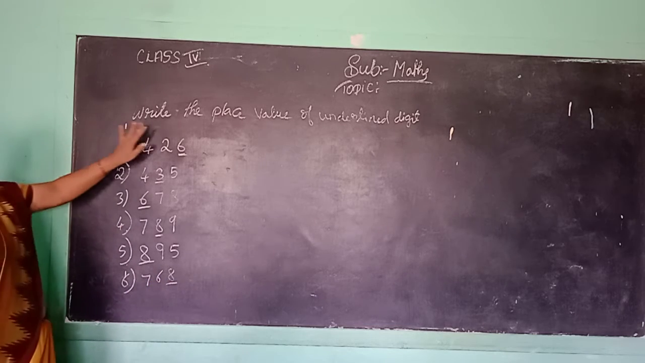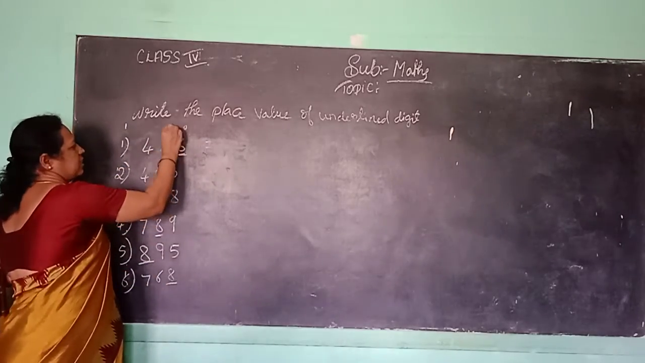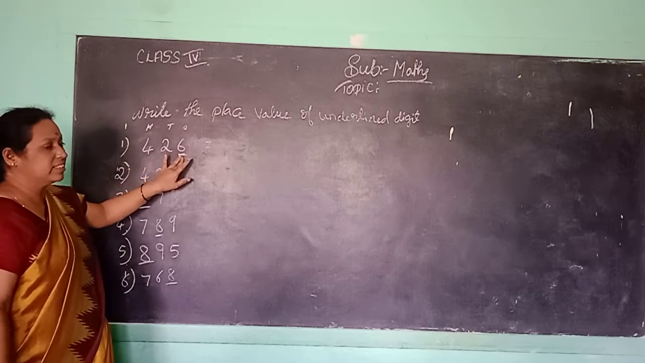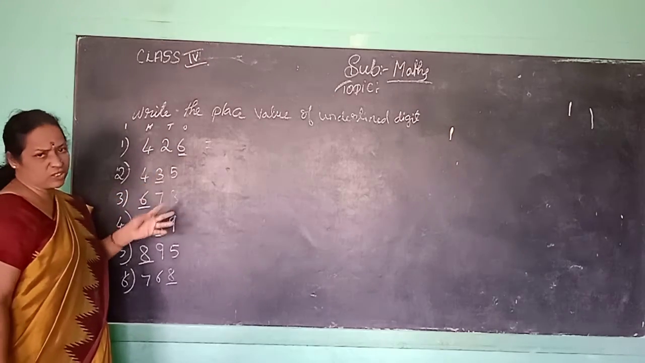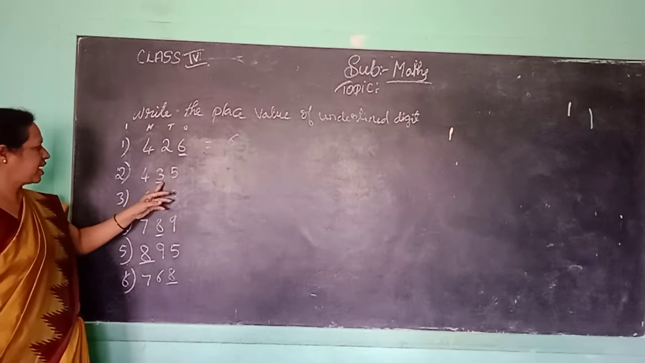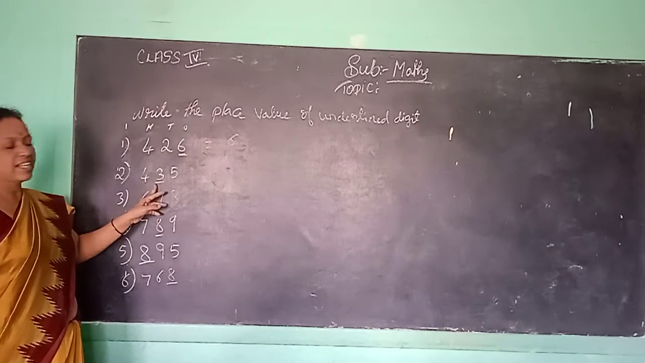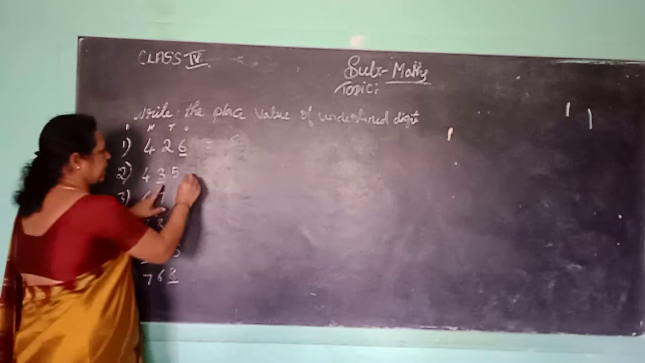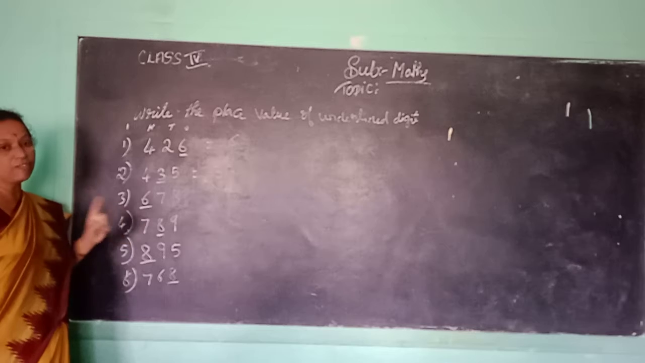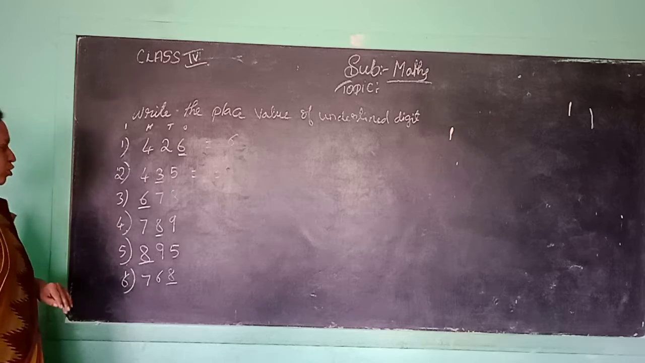Okay, children, write the place value of the underlined digit. You already know that it is 1s, 10s, 100s. So they underlined for which? For 1s. How many 1s? 6 1s. So value of 6 is what? 6 only. 6 1s is 6 only. Here, 1s, 10s, 100s. But they underlined for 10s. How many 10s are there? 3 10s. So 3 10s is equal to 30. They told us to write only the place value of the underlined digit, not for everything. Only whichever number is underlined, that number's place value you should write.